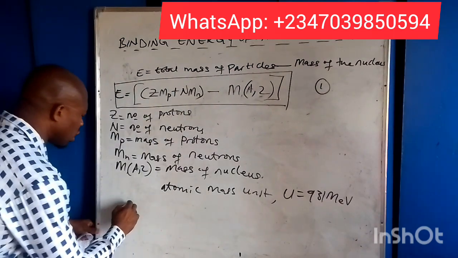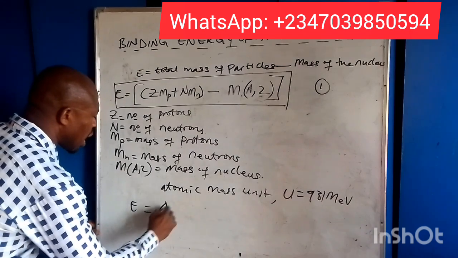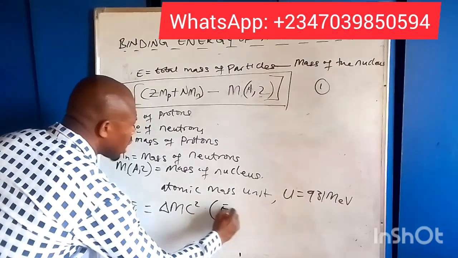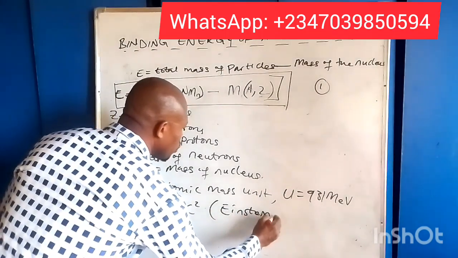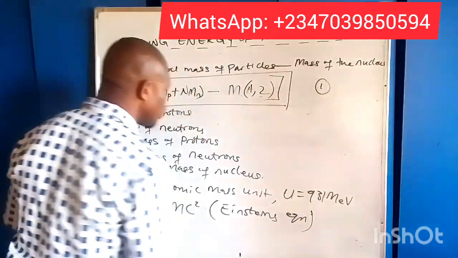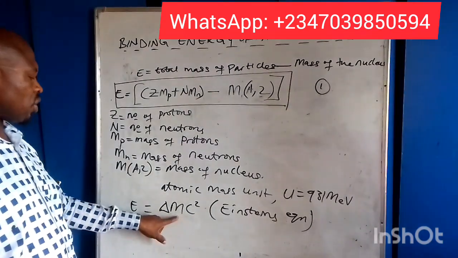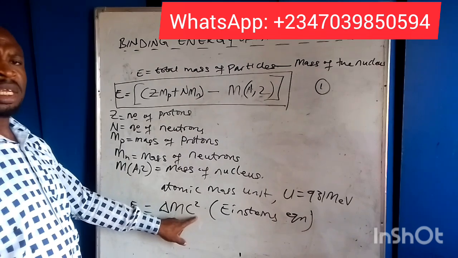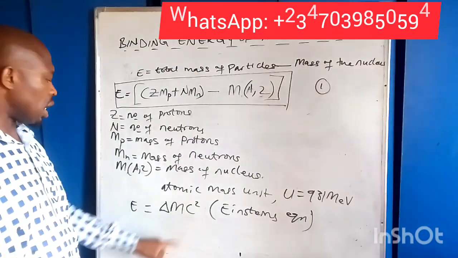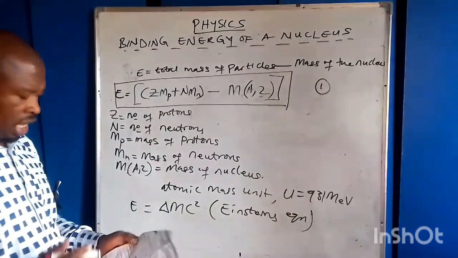Or we can still have the one that says energy released is equal to delta m c squared. Now this is called Einstein's equation of energy. Where delta m is the mass difference, and c is the speed of light or velocity of electromagnetic wave. Most times it is always given.